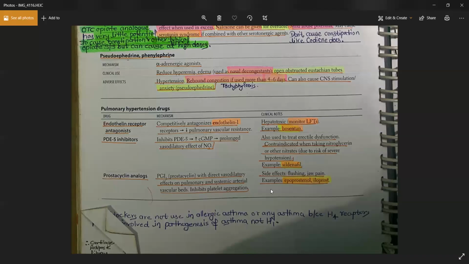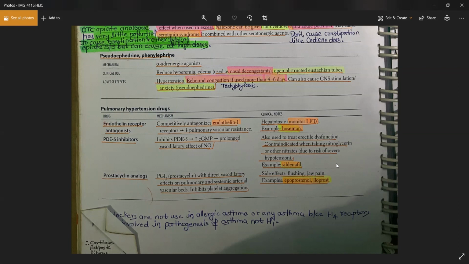Function of prostacyclin? Open the patent ductus arteriosus. That was the prostaglandins, not the prostacyclin. Function of prostacyclin: platelet inhibition. They inhibit the platelet aggregation, and that's why you can use these agents for that.